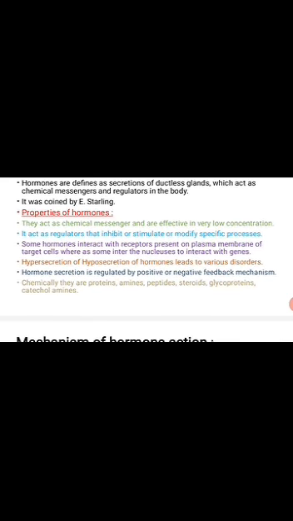The hormone acts as a chemical messenger and is effective in very low concentration. That means though they are chemical messengers, they are required in very low quantity to show their effect. The second property: it acts as a regulator, and it may inhibit, stimulate, or modify a specific process.